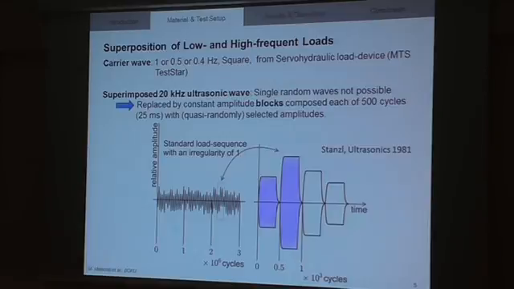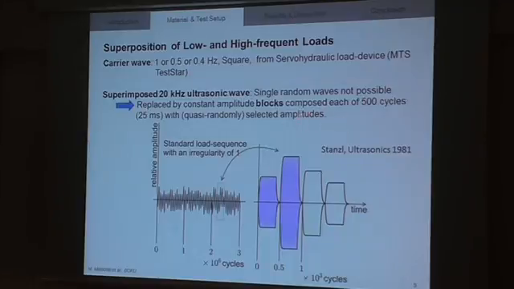We measured a superposition of low and high frequency loadings. The carrier wave, the low frequency wave, is supplied by the servo-hydraulic load device, in my case an MTS test cell, and it has a square form with 0.4, 0.5 or 1 Hz. Superimposed is an ultrasonic random signal. It is not possible to make only single pulses.